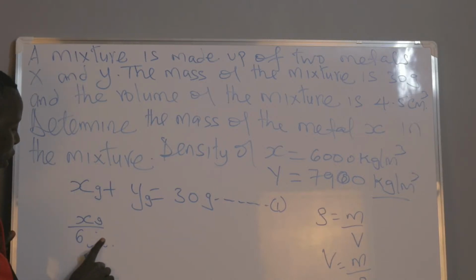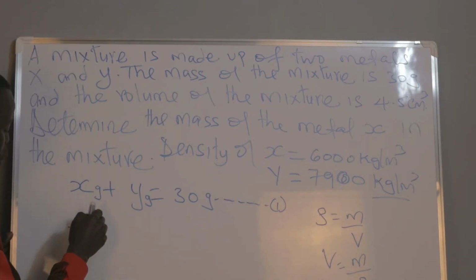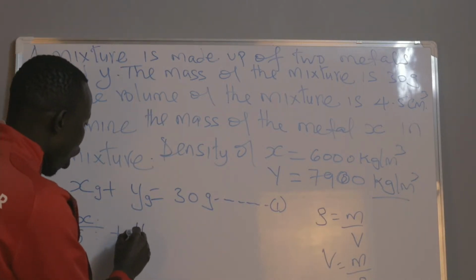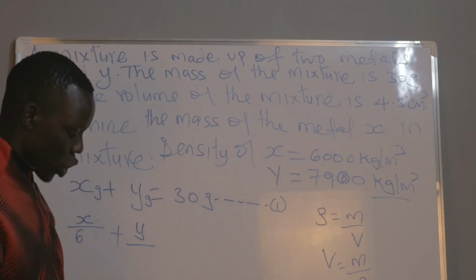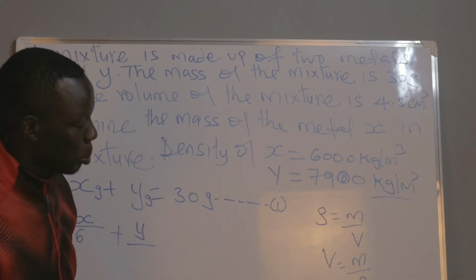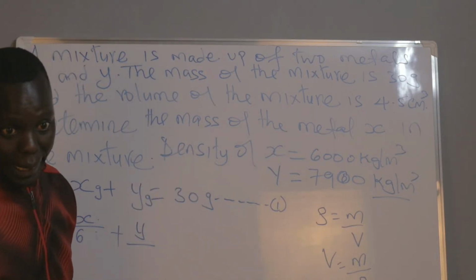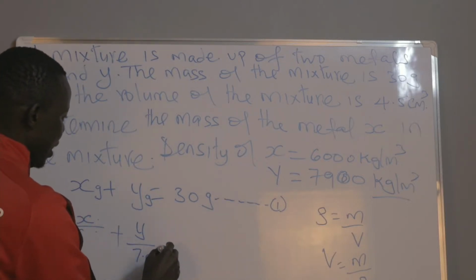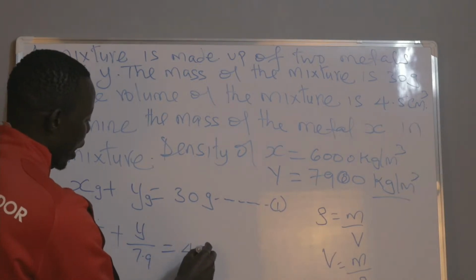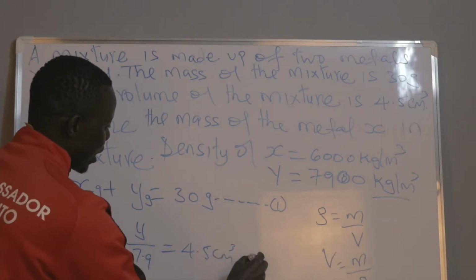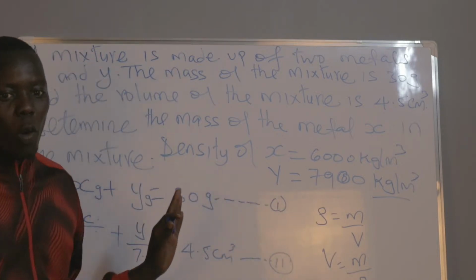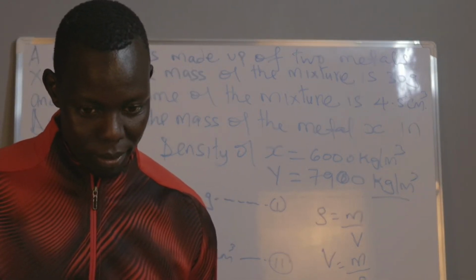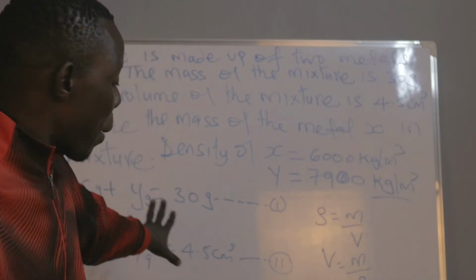I will remove the units. It's just X over the density, which is X over 6, plus Y over the density of Y, 7,900 kilograms per meter cubed, converted into grams per centimeter cubed, which is 7.9. So X over 6 plus Y over 7.9 is equal to 4.5 centimeters cubed, equation 2. Once you get here, you are almost done. Has everyone reached here?